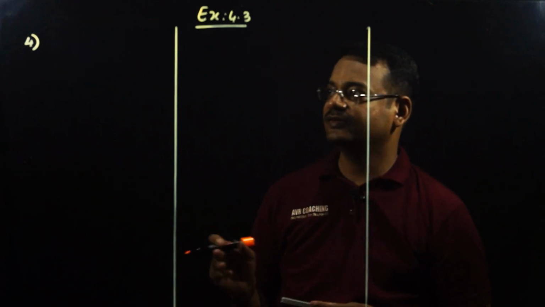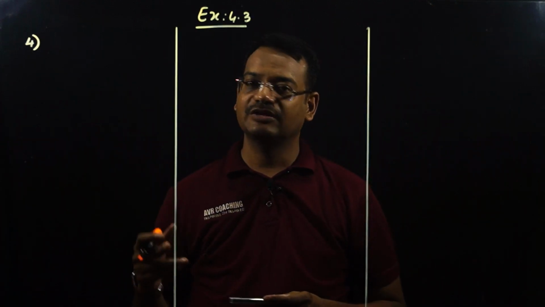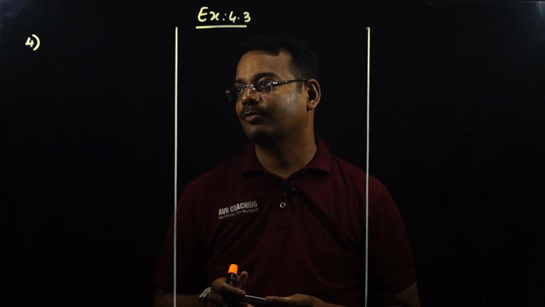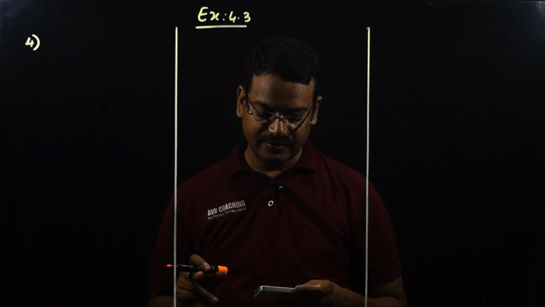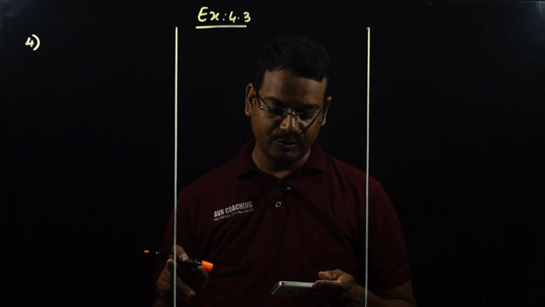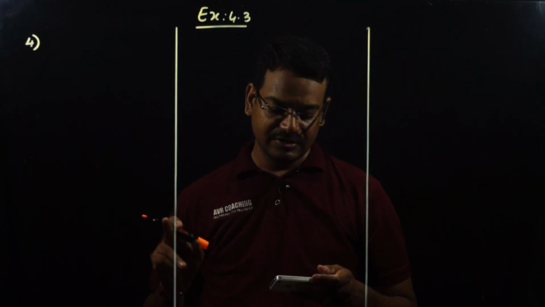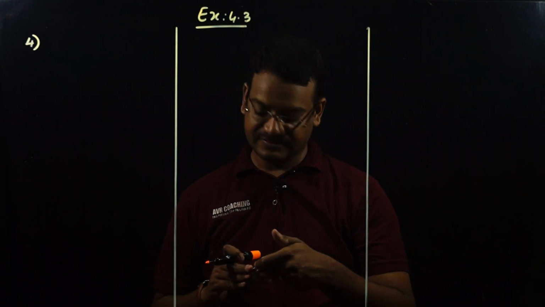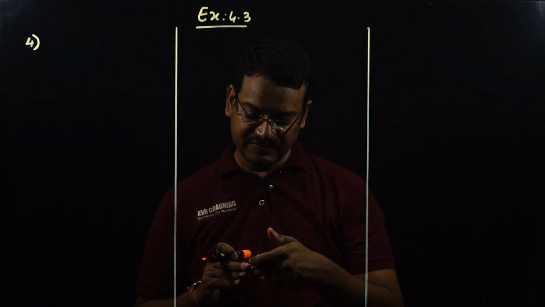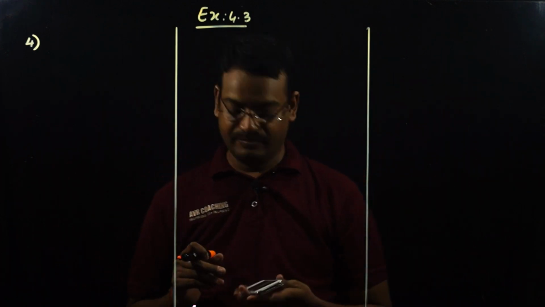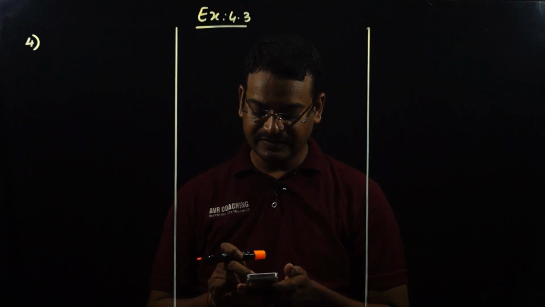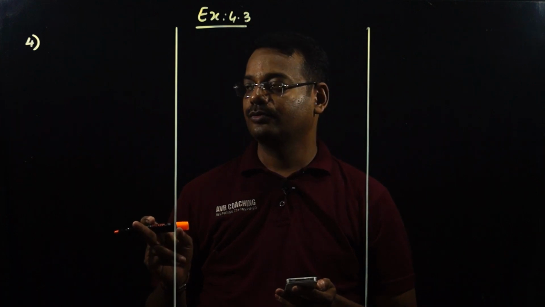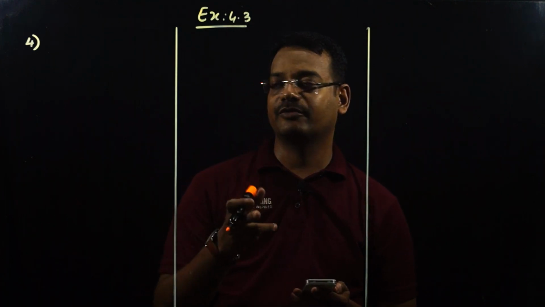Fourth question, this is a word problem where we have to construct our quadratic equation and then solve the problem. As per the question, the sum of the reciprocals of Rahman's age 3 years ago and 5 years from now is equal to 1 by 3.